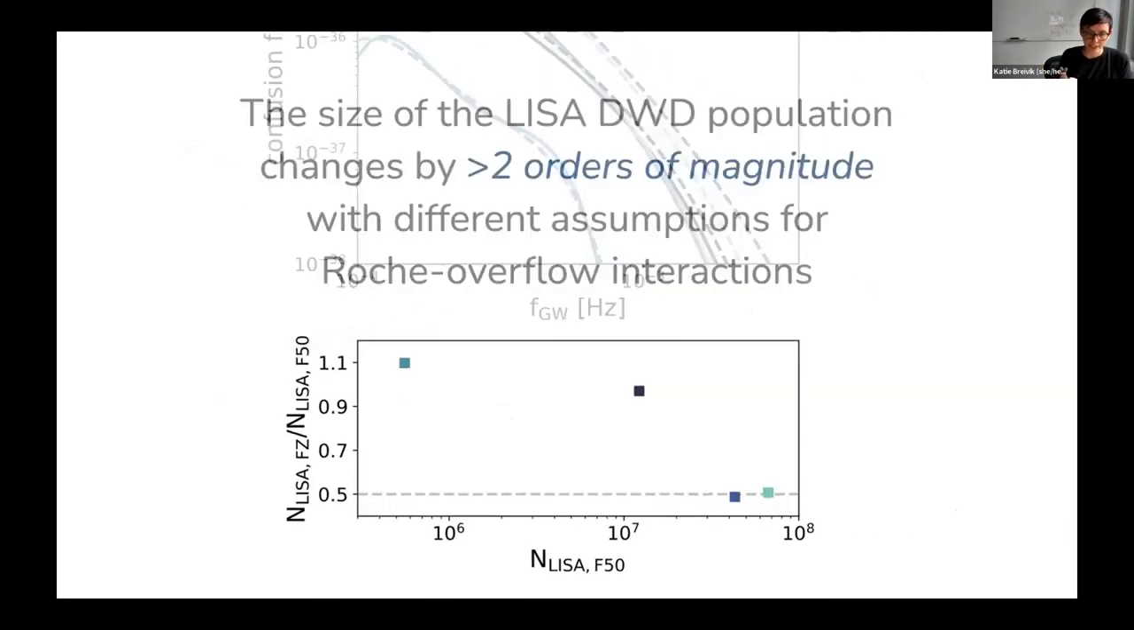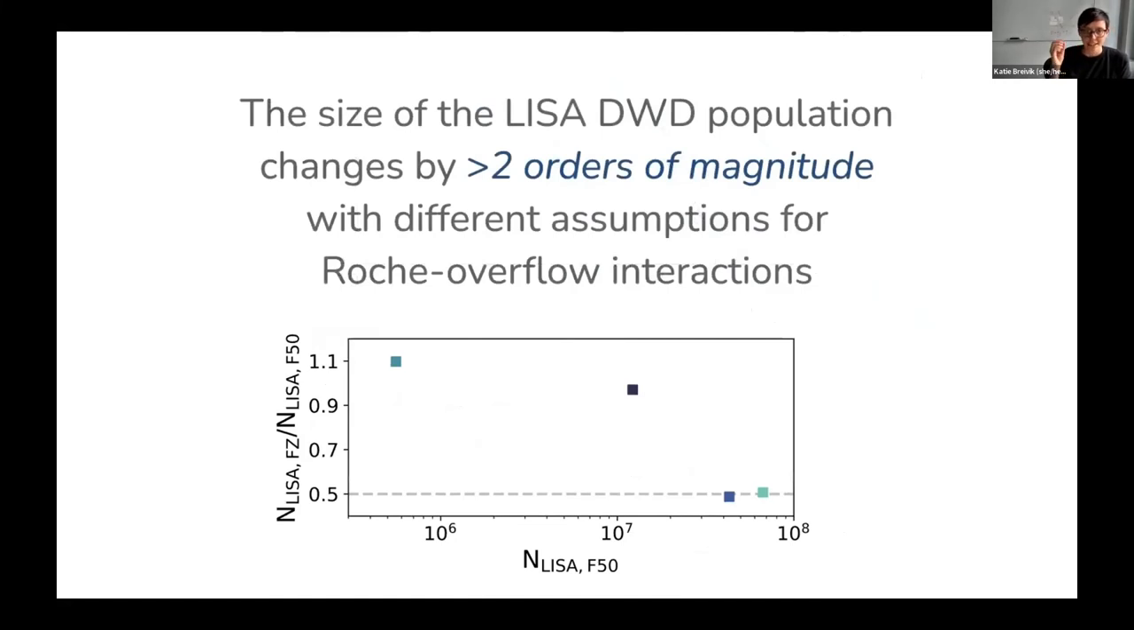One thing that I really want to highlight finally, and Tom Wagg talked about this a little bit in the first session, one thing that I want people to take away very seriously is that the number of LISA double white dwarfs that we predict from our models varies by more than two orders of magnitude with different Roche overflow assumptions. Since we don't know exactly what the true case is for these Roche overflow interactions, we don't know if alpha 2.5 or the fiducial model or alpha 5 or Q3 is correct, and these are going to predict very, very different results.